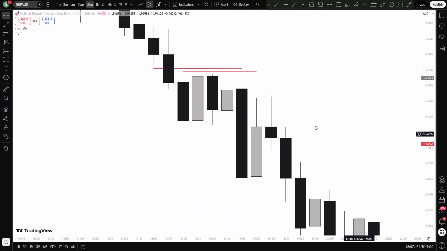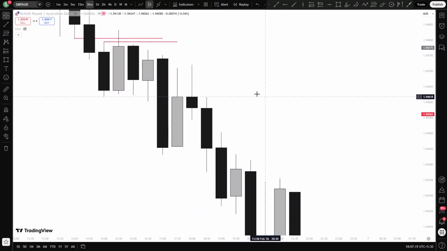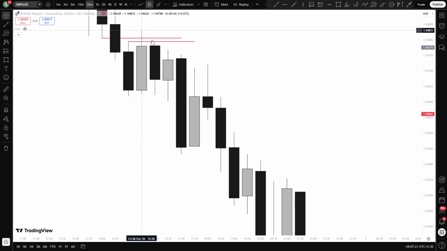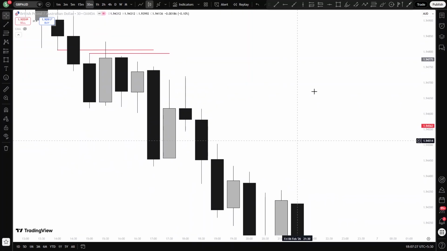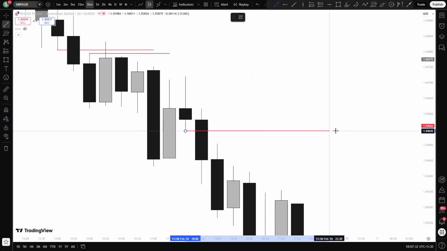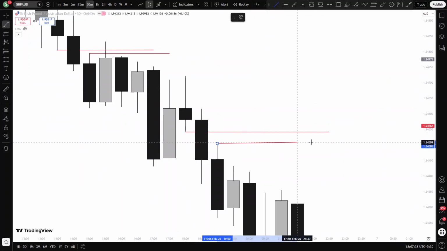We have this sweep here. We have also this other sweep here on top. And what do we have after that sweep? We have this fair value gap here. This is your fair value gap here. This is your fair value gap.